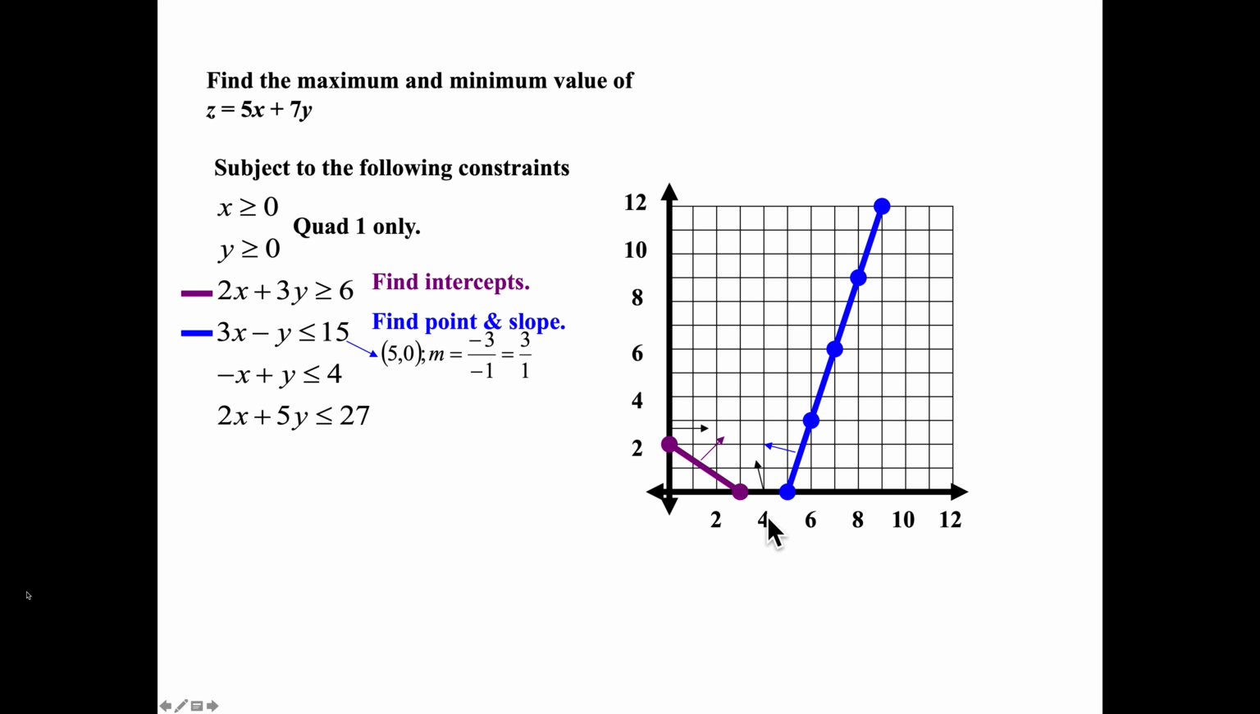And again, this line goes all the way down to negative 15, so here's the origin. And 0 minus 0 is 0, which is less than 15, so we want to shade towards the origin, so we're shading on this side of the line, if you can imagine that line continuing downward.